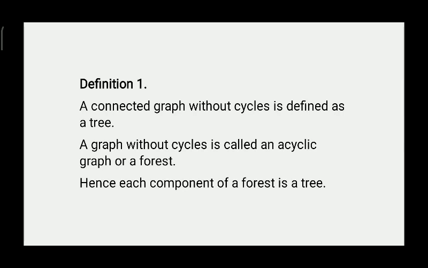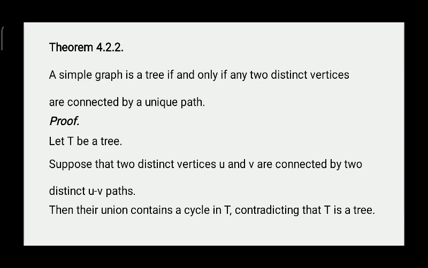A group of trees is known as a forest, that is, each component is called a tree. Now we have a theorem. This is a necessary and sufficient condition for a graph to be a tree. The statement is: a simple graph is a tree if and only if any two distinct vertices are connected by a unique path. Here we prove this theorem in two cases, assuming the first, the converse part.